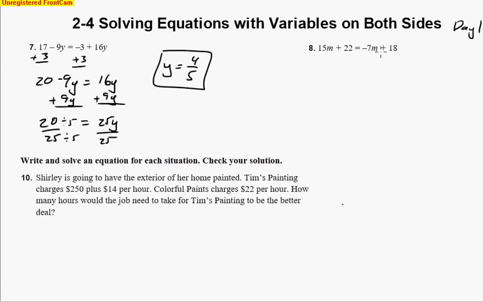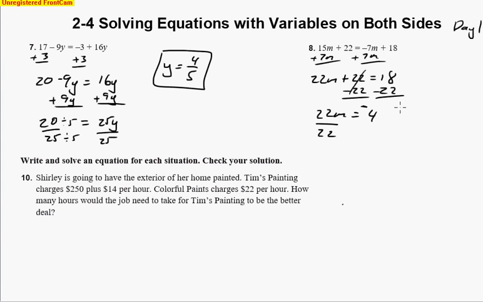So looking at the next one, here I brought the y's to the right-hand side, but I could bring them to the left-hand side, the variable term that is. So this time I'll go ahead and add the 7m to both sides. So that leaves me with 22m plus 22 equals 18. So if I do that, I've got to bring the constant to the right side. So I have to bring it to the opposite side of the equal sign, so I'm left with 22m equals negative 4. So from this point, all I have to do is divide by 22. So when I do that, I can take out the common factor of 2. That leaves me with negative 2 over 11.